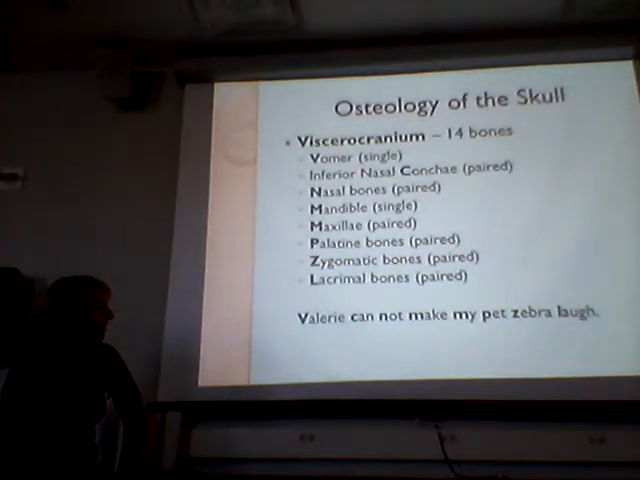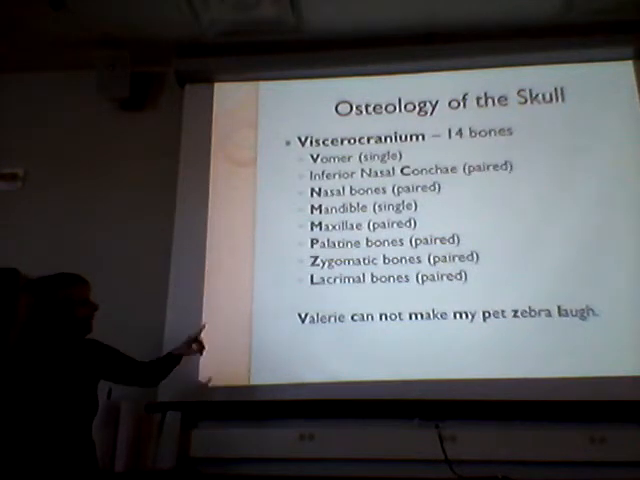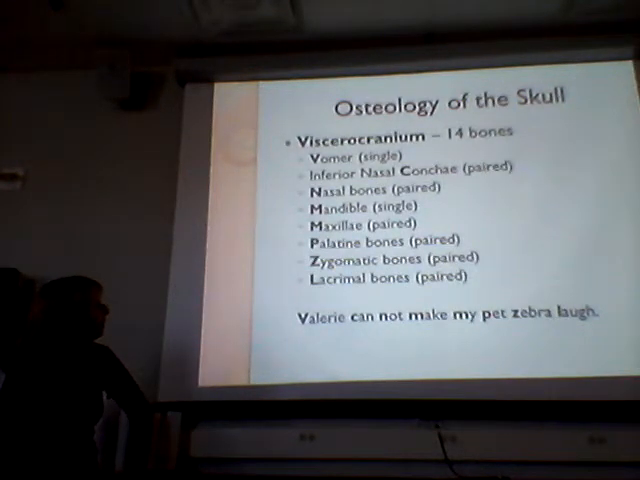Okay, and then we have another mnemonic. It's called Valerie cannot make my pet zebra laugh. So the V is for vomer, the C, we took a little liberty and made it conchae, yeah. N for nasal bones, M for mandible, and then another M for maxillae, P palatine, Z zygomatic, and L lacrimal. Valerie cannot make my pet zebra laugh.